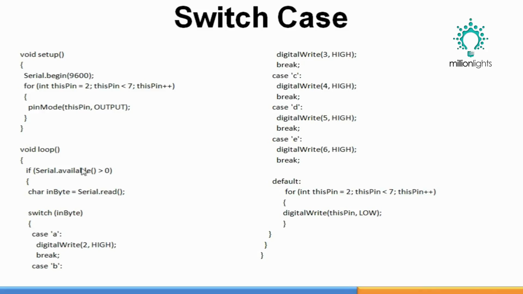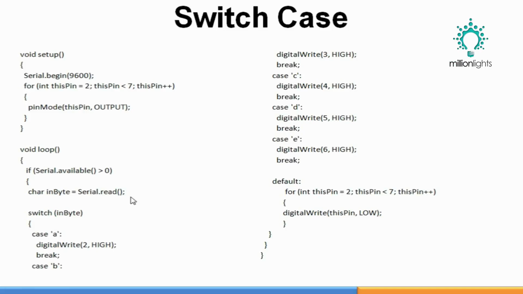Now inside void loop the first thing will be serial communication. We have to check if Serial.available is greater than 0, because if Serial.available is greater than 0, it means some data is transmitted from the PC to the Arduino. Whenever the data is transmitted, we have to grab it and store it in some character variable. Therefore I am declaring a character variable named inByte. So char inByte equals Serial.read.